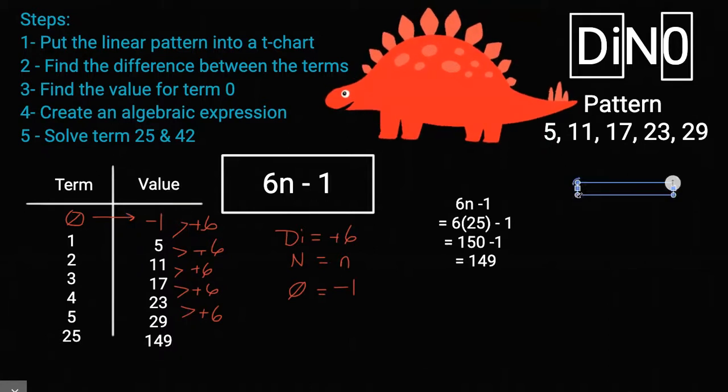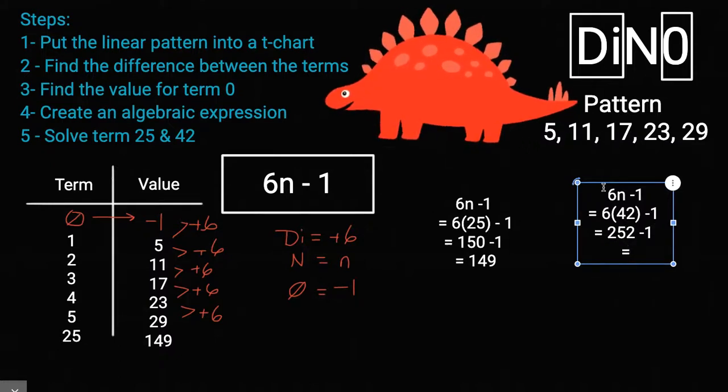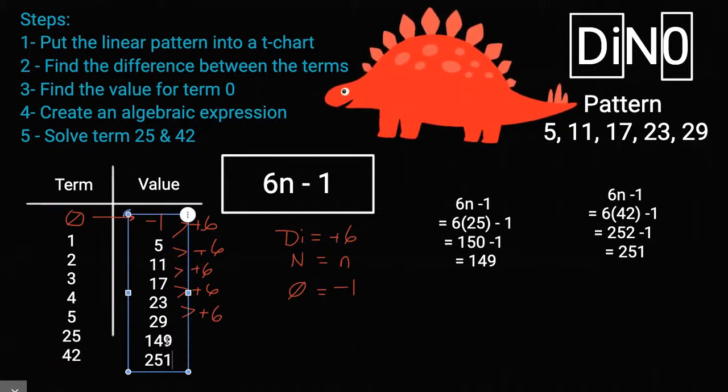Okay, next we're looking for term 42. 6n minus 1 is my expression. I always start there. 6 times 42 minus 1. 6 times 42 is 252 minus 1. And so my final answer is 251. So when my term is 42, my value will be 251.